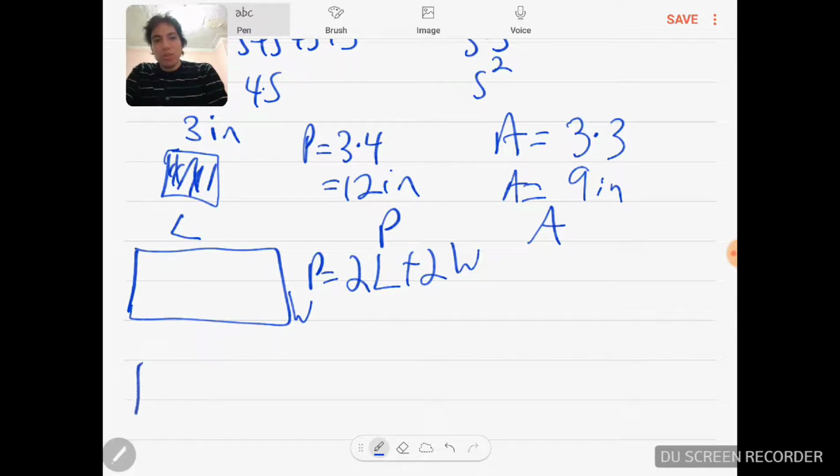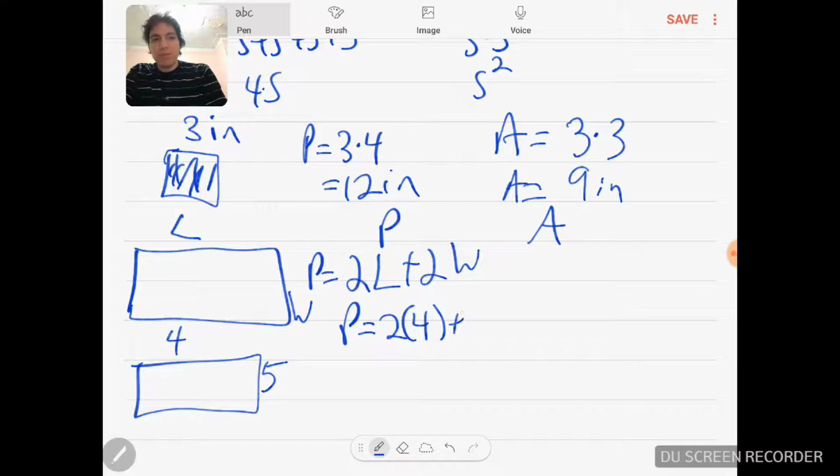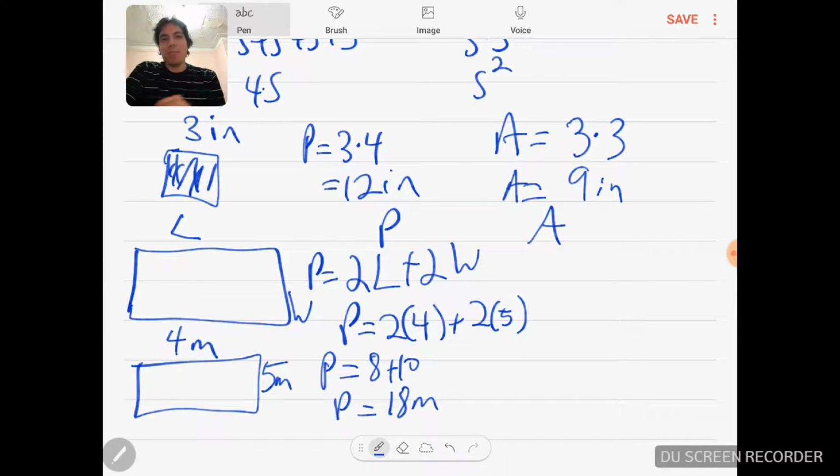So real quick, let's say this is 4, this is 5. So my length would be 4, so it would be 2 times 4 plus 2 times 5. My perimeter would be 8 plus 10. We'll just call it m as the measurement.